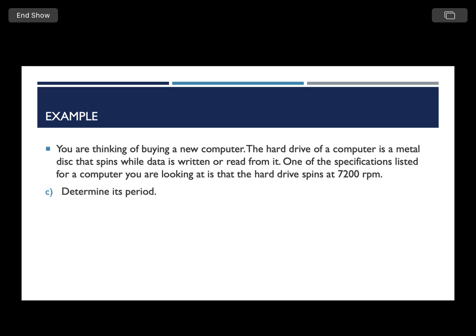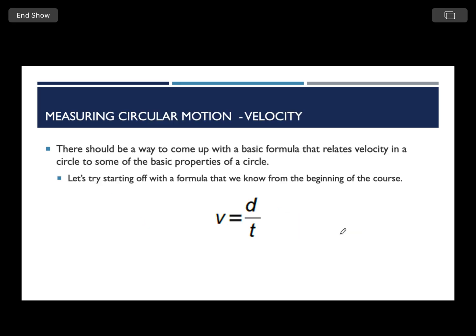What about this period? Well, if you remember, the period is the reciprocal of the frequency, which is 8.3 times 10 to the negative 3 seconds. So it takes 8.3 times 10 to the negative 3 seconds to complete one revolution, which makes sense if it's doing 7,200 revolutions every minute. Okay, so let's apply this to some velocity.